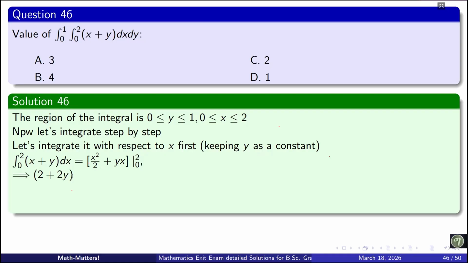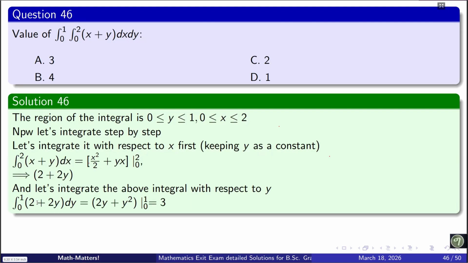Again, integrating the result, 2 plus 2y, with respect to y, we have the integral from 0 to 1 of 2 plus 2y dy, which is 2y plus y squared. Substituting the upper limit of integration, 2 times 1 is 2, and 1 squared is 1, and at 0 it's 0, so 2 plus 1 is 3. Therefore, the double integral over this region is 3, so the answer is A.